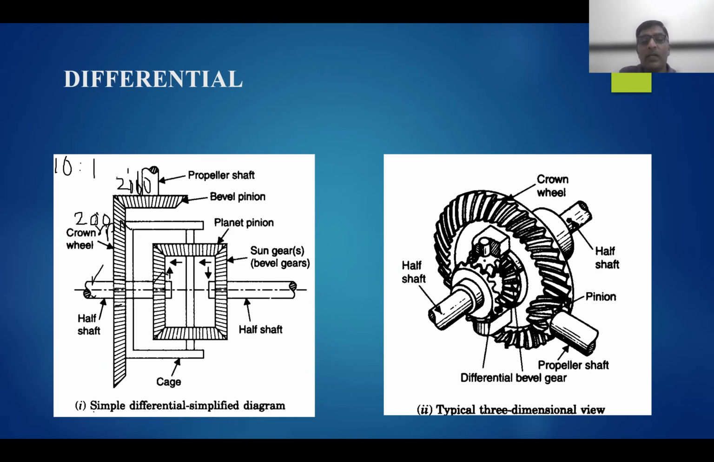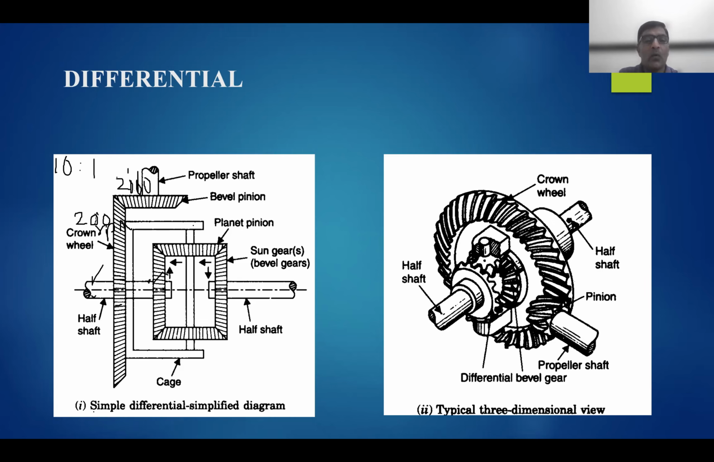So it is freely rotating on the axle. But when the cage is going to rotate, on the cage there are planet pinions, and these planet pinions are connected to the sun gear, and this sun gear is connected to this half axle. When the sun gear is going to rotate, this axle is going to rotate. That means this 200 RPM is the speed of the crown wheel. It is the speed of the cage.